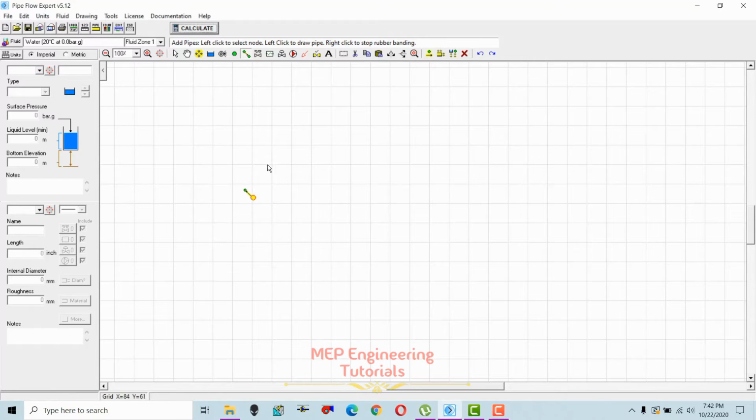The topic which I am going to discuss today is related to the pump head calculation using Pipe Flow Expert software. As you can see, I have opened Pipe Flow Expert software.